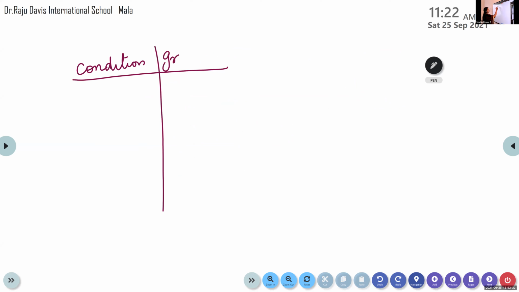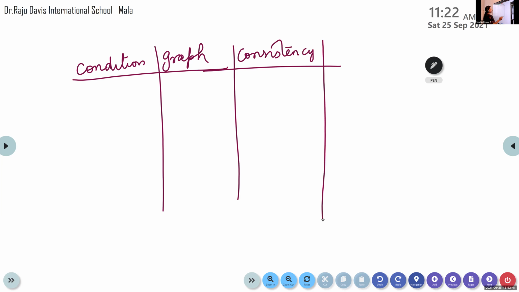Condition, then graph. What about the graph? Consistency. Number of solutions. Okay.